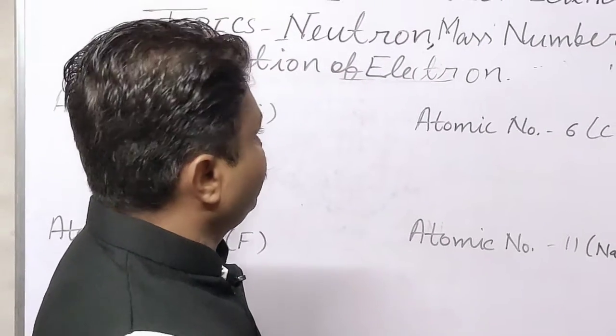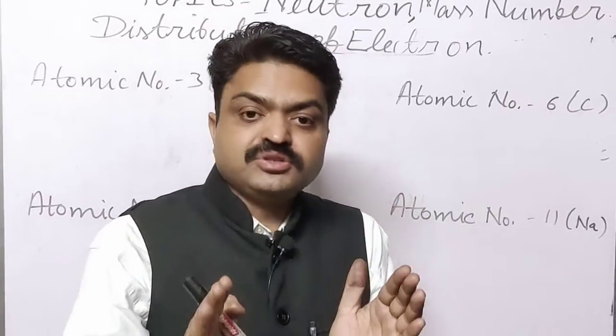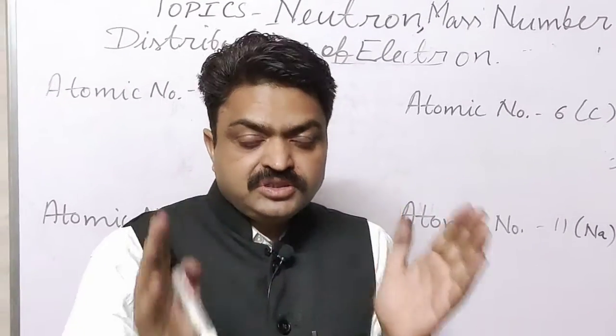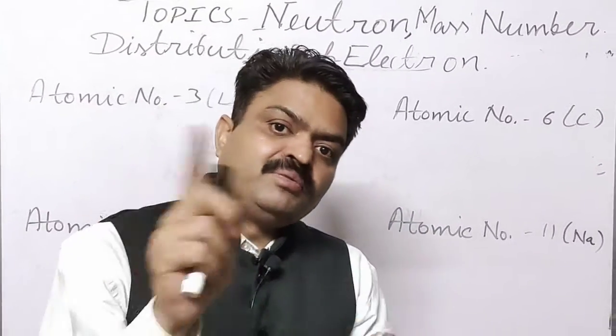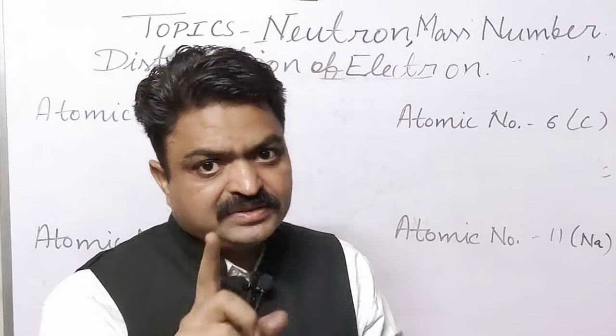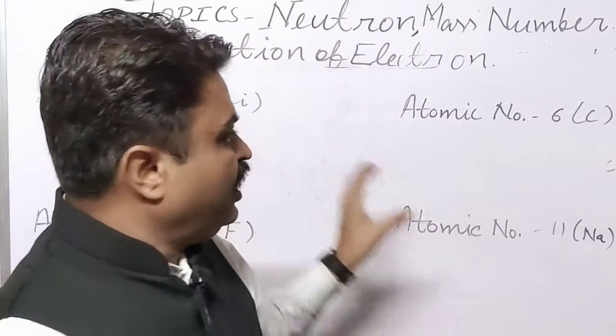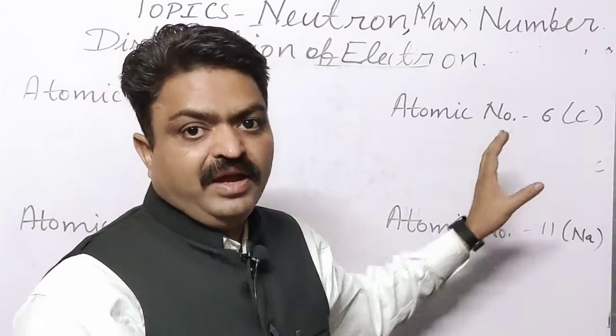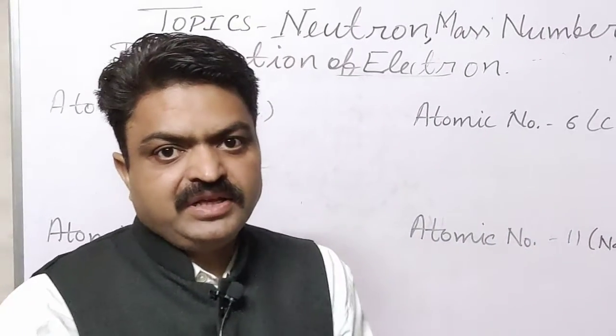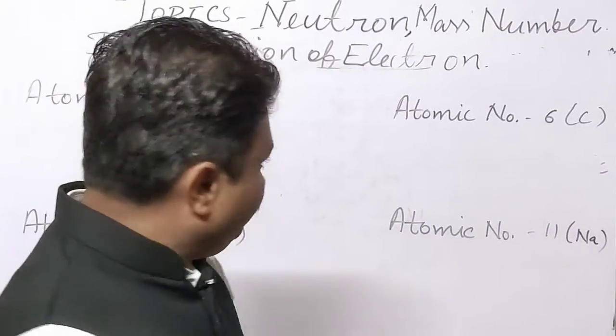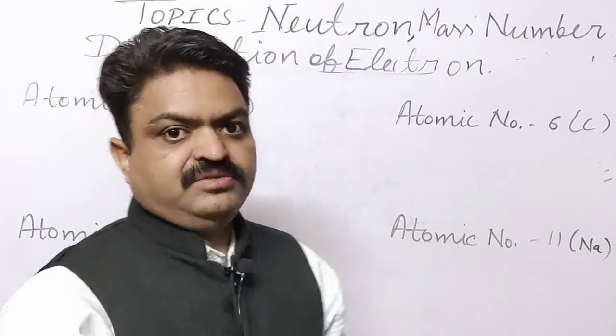So student, with the help of atomic number, we can know the distribution of element or the position of the element in the modern periodic table. And with this, we can also know the electronic configuration. And with the help of the electronic configuration, we can make the atomic structure.